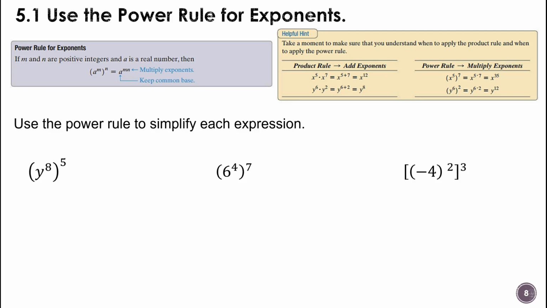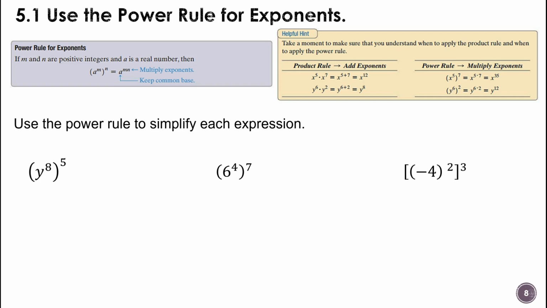Hi, so here we are again on the next video for 5.1. This says use the power rule for exponents. I like to call this a power to a power. One of the things you want to be careful of is not to get this mixed up with the product rule, because now we're on the power rule. With the product rule we add the exponents, with power rule we multiply.